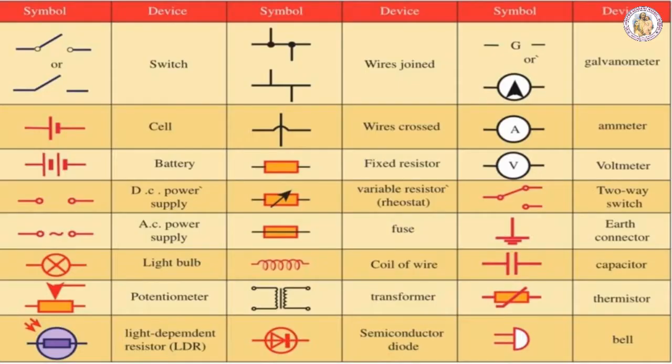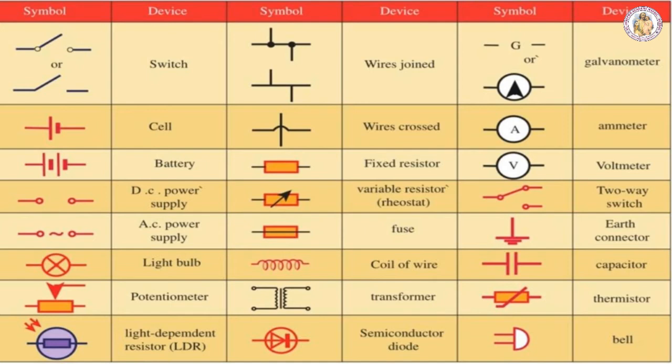The first device is the switch, and the symbol is given here. We can use the first symbol or otherwise the second symbol. Next one is the cell, with a positive terminal and a negative terminal. The longer line represents the positive terminal, and the shorter line represents the negative terminal. And battery: if we connect more than one cell, it is called a battery, so more than one longer line is drawn in the symbol. Next is the DC power supply, that is direct current, and then the AC power supply, alternating current.